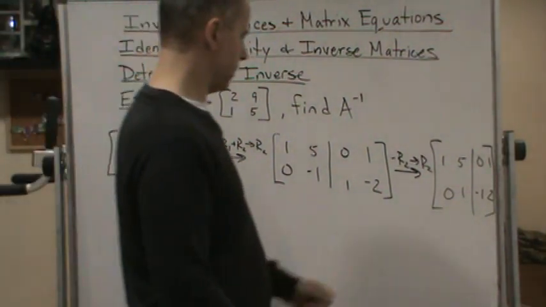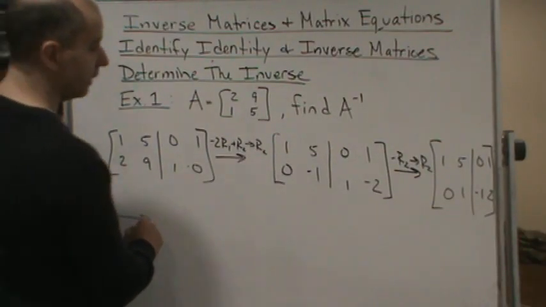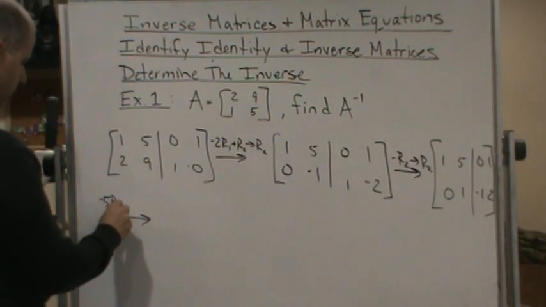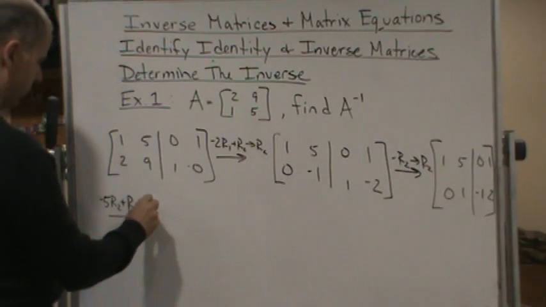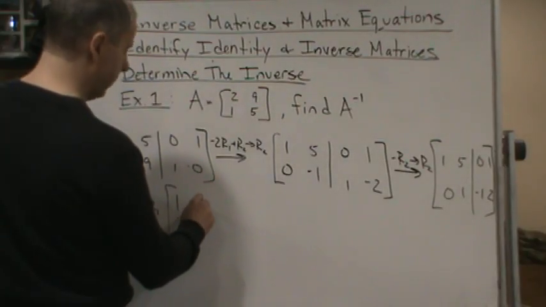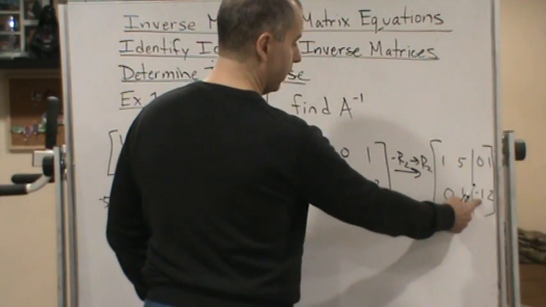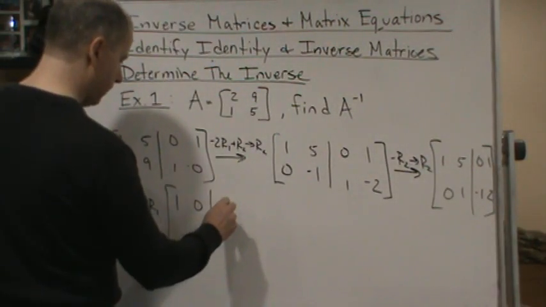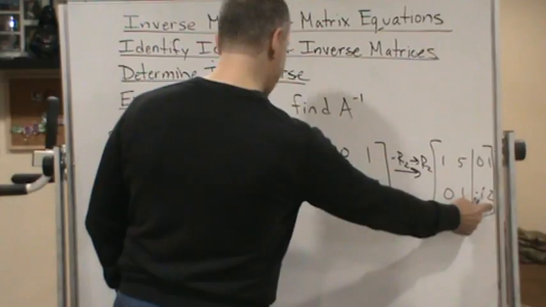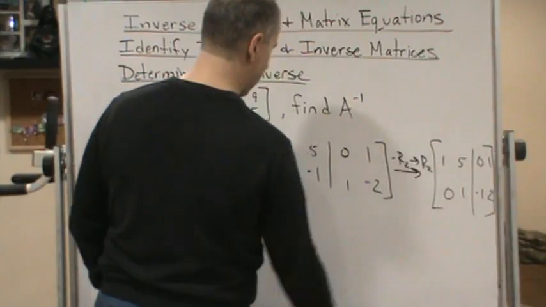Okay? Now I'm just going to eliminate the 5. So I'm going to take -5 times row 2 plus row 1, and I'm going to replace row 1. And so now I get what? I get 1, 0. And then -5 times -1 is 5, plus 0 is 5. And then I get -5 times 2 is -10, plus 1 is -9.